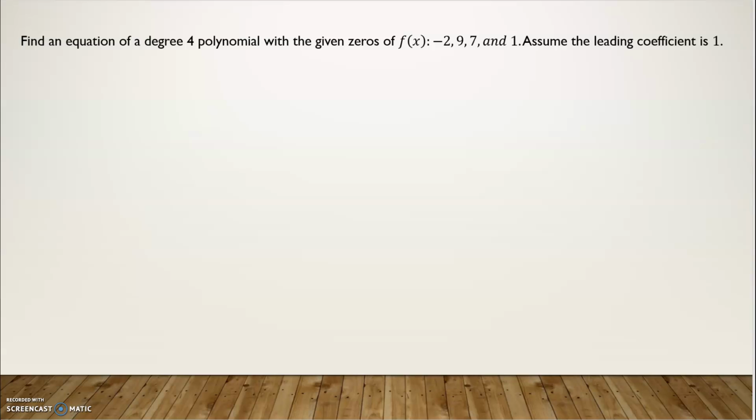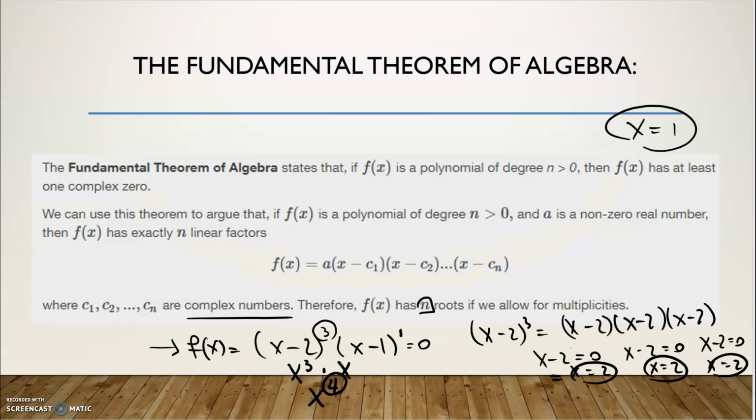Here, we're going to find an equation of degree 4, polynomial with given zeros of -2, 9, 7, and 1, and we're going to assume that the leading coefficient is 1. When it says we're going to assume that the leading coefficient is 1, and actually it was back here, so I don't have to rewrite it. Let's talk about this right here.